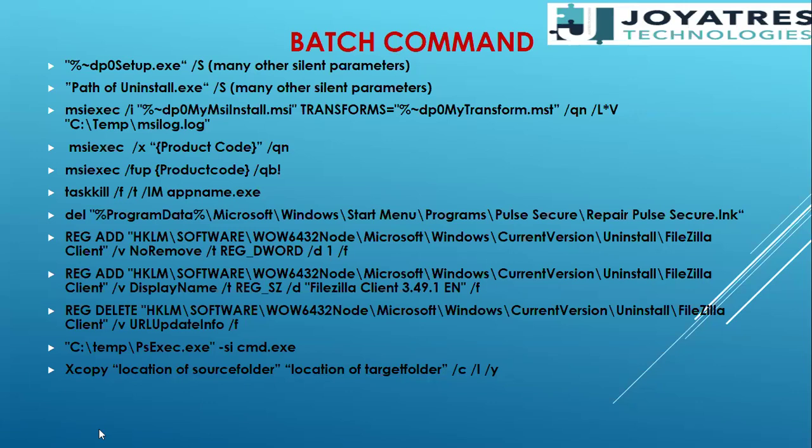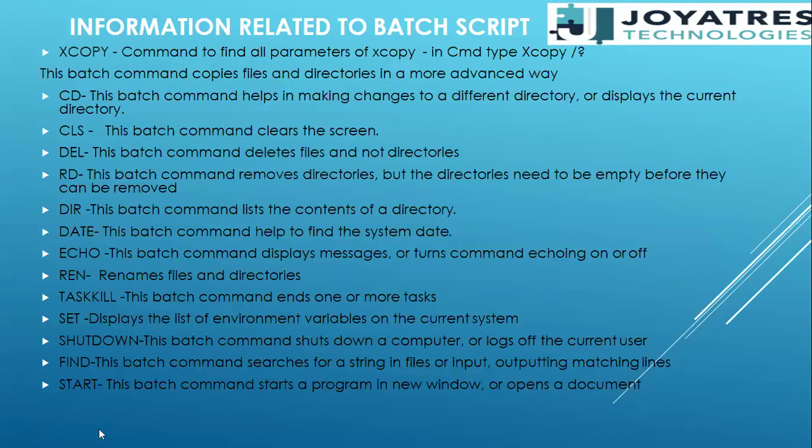Then the last command is xcopy, which we already discussed. It is going to copy from the target folder to your machine that particular application. If you want to copy a source file or an exe file, with the help of xcopy you can do it. Then there is some information related to the batch script. First is xcopy, which we have already discussed. Cd is a batch command that helps in changing to a different directory or displays the current directory. It is going to get you to that particular location, which we already discussed and showed you.